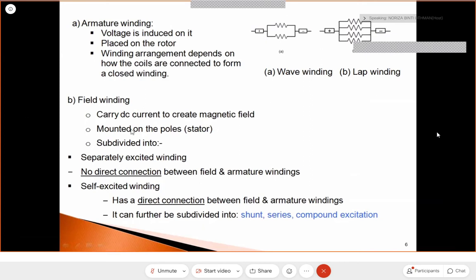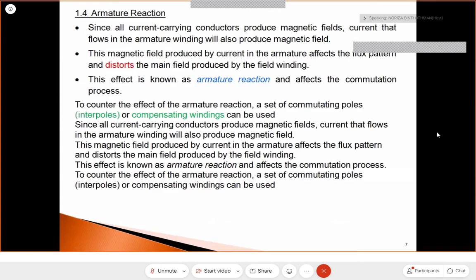Okay, field winding carries DC current to create magnetic field. Ni untuk field winding, mounted on the pole of the stator lah. And then divided into separately excited and then self-excited. So for separately excited, it means that no direct connection between field and armature winding. And self-excited winding has a direct connection lah. So nanti kita tengok macam mana bila separately and bila self-excited.